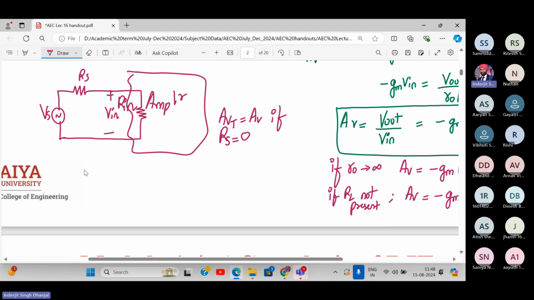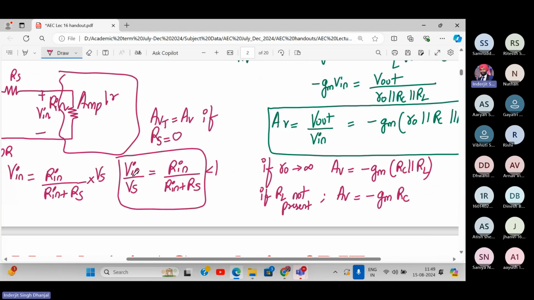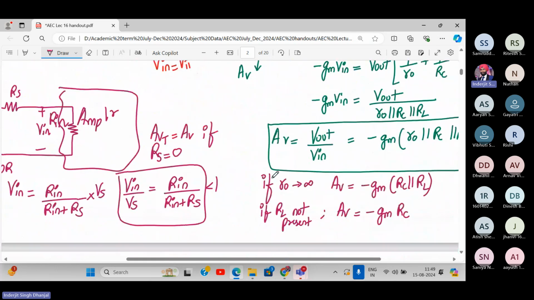Now, what is the relation between Vin in terms of Vs? By the voltage division rule, Vin is Rn upon Rn plus Rs into Vs. So what will be Vin upon Vs? It will be Rn upon Rn plus Rs. And this factor should always be less than 1, ideally equal to 1. Here we have written AVT is equal to AV if RS is equal to 0. If RS is equal to 0, Vin is equal to Vs, and that is where you have this result.